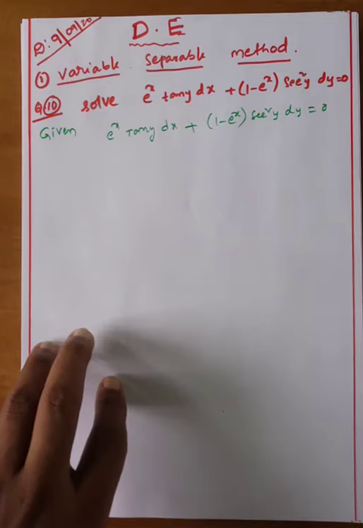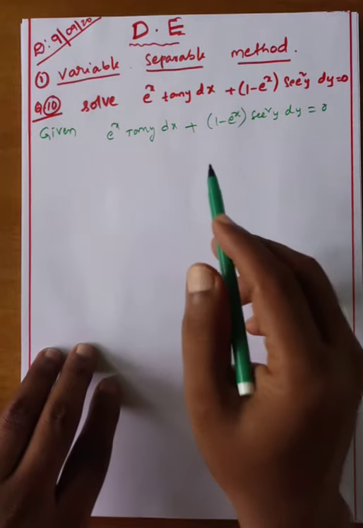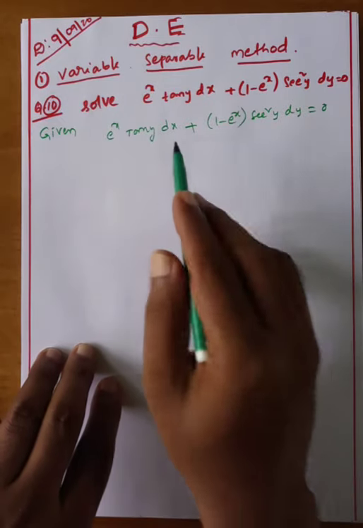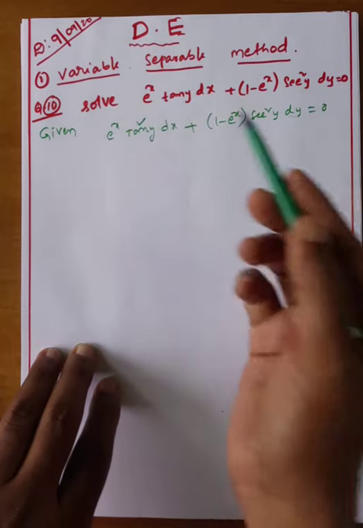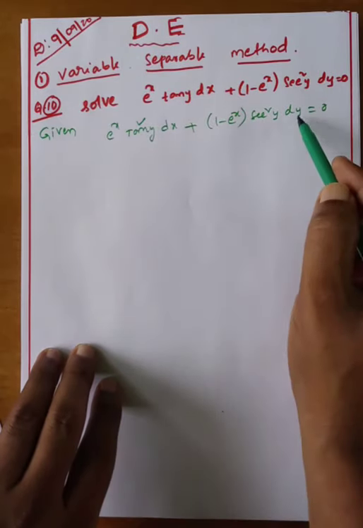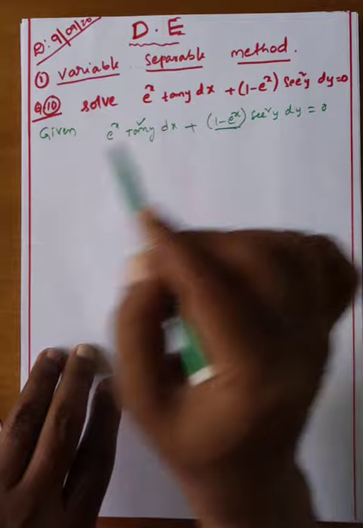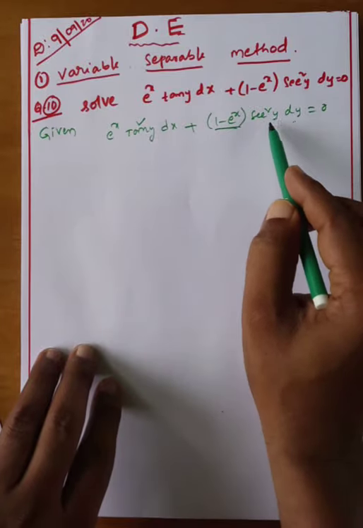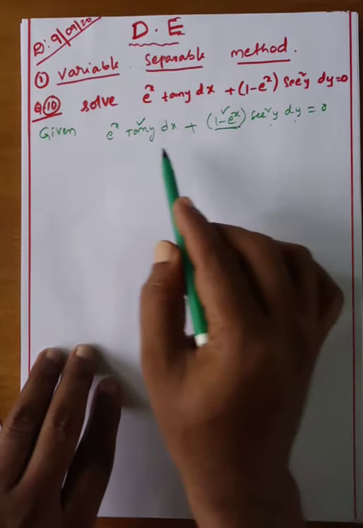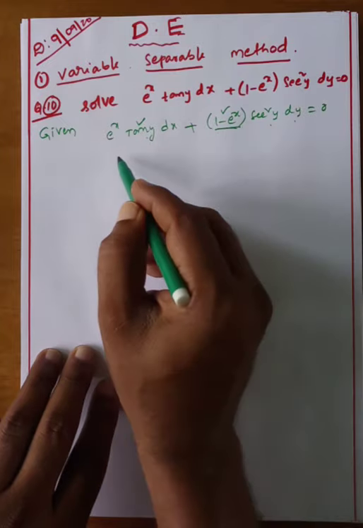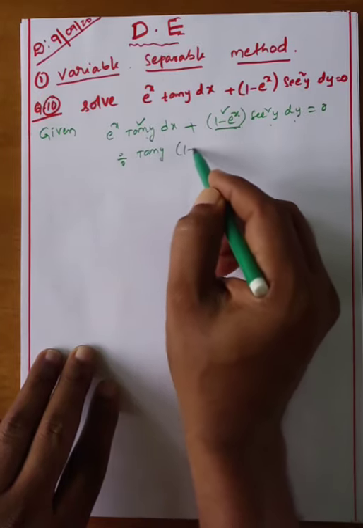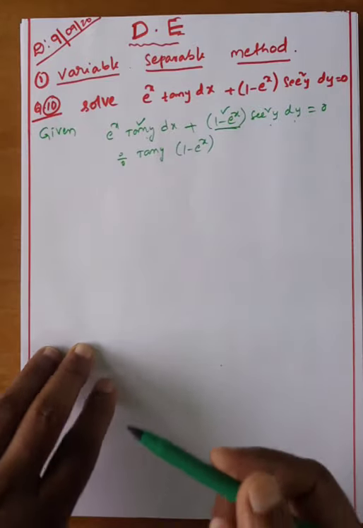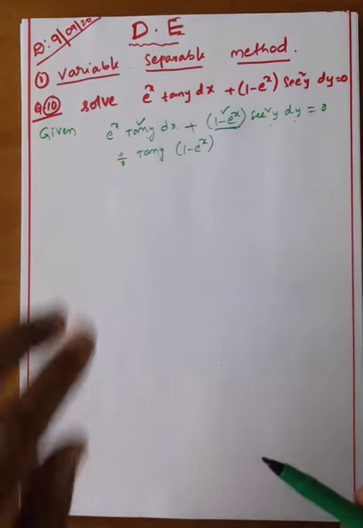Now in this one you clearly observe how to separate, as already explained. Here dx is there, only x terms, but tan y is extra, no need of that. Here dy has 1 minus e power x, which is an x term, no need. Now divide both sides by tan y into (1 minus e power x).